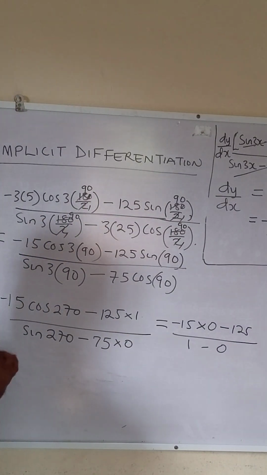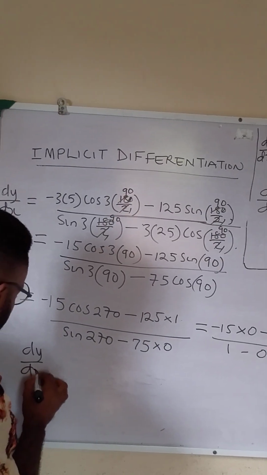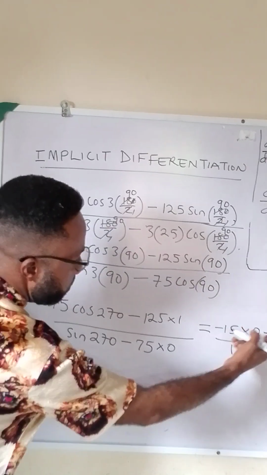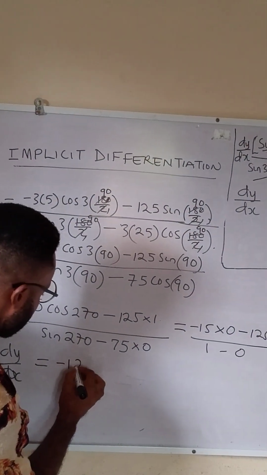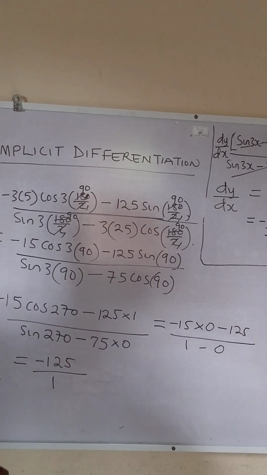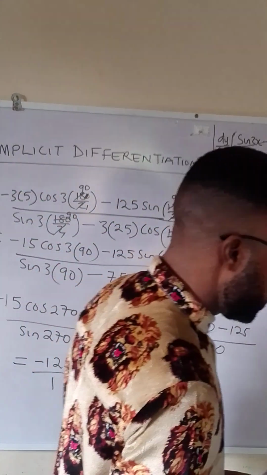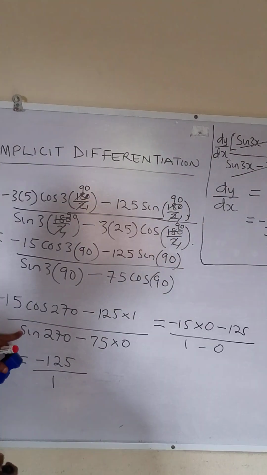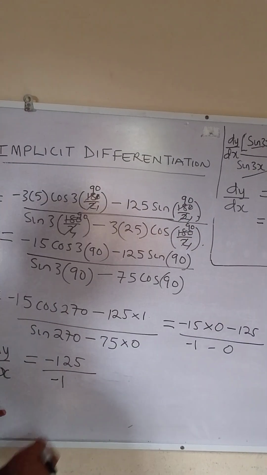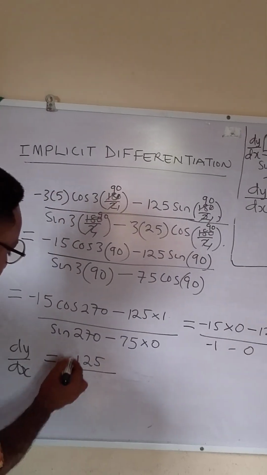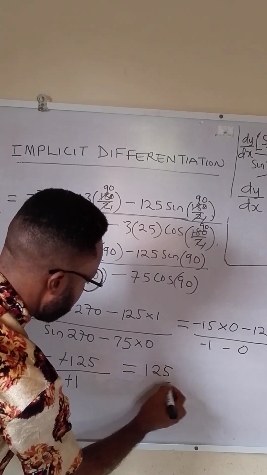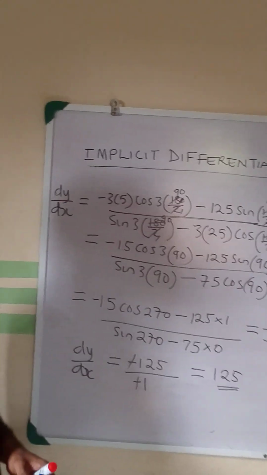And so from here you have dy/dx equal to minus 15 times 0 is 0, 0 minus 125 will give you minus 125, divided by sine 270. Oh, sorry, sine 270 is minus 1, so this will be divided by minus 1. So you cancel out the signs so that your dy/dx will be equal to 125. Thank you.